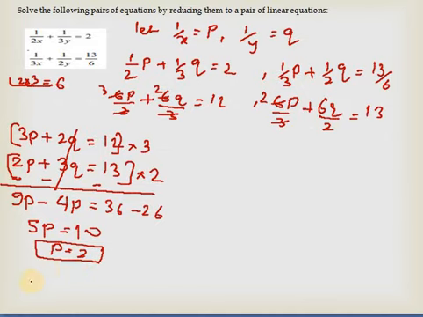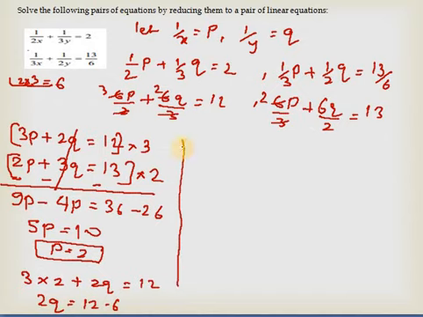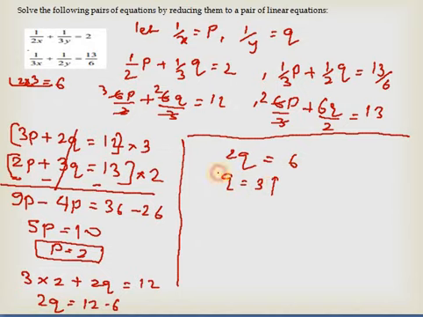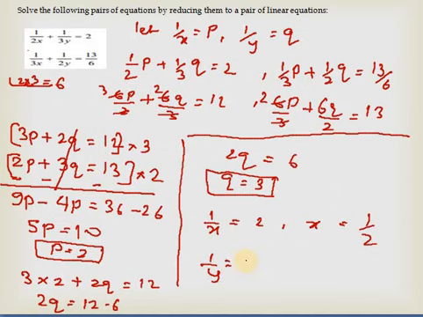If we have p, can we find q? Yes. So how can we do it? Substitute in one of the equations: 3p is 6, so 2q is equal to 12 minus 6. So 2q is equal to 6, so q is equal to 3. Now we have p and q. So 1 upon x is equal to 2, so x is equal to 1 upon 2. 1 upon y is equal to q, which is 3, so y is equal to 1 upon 3.